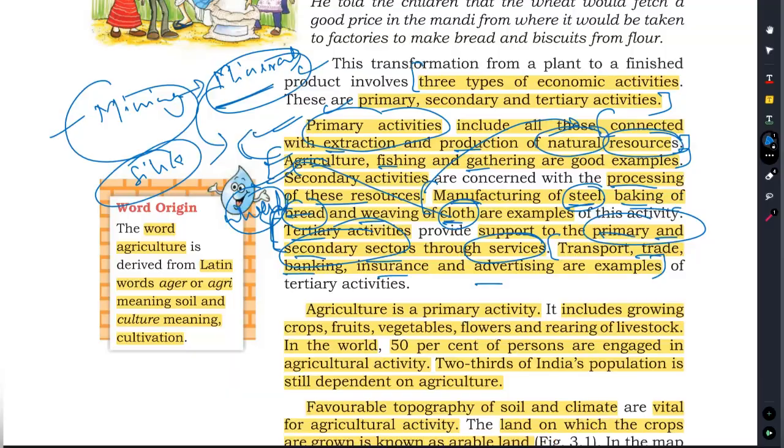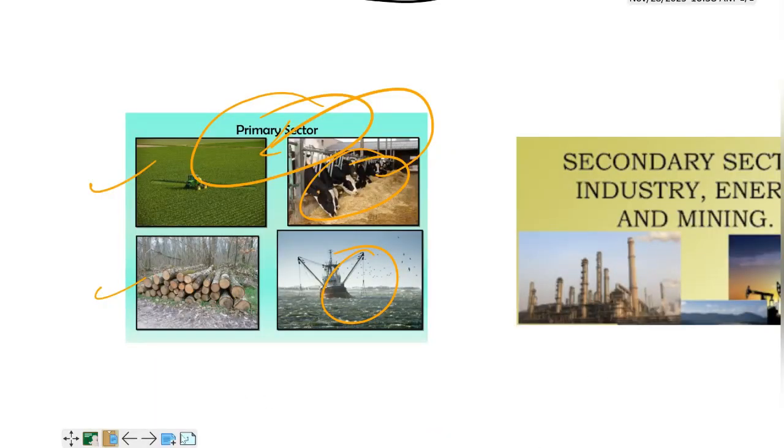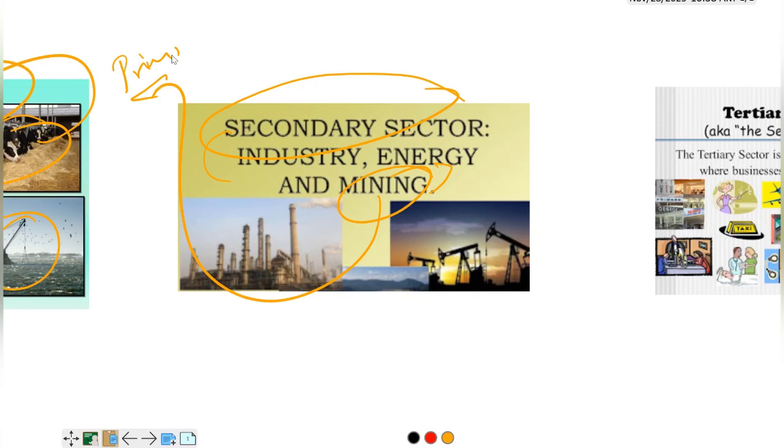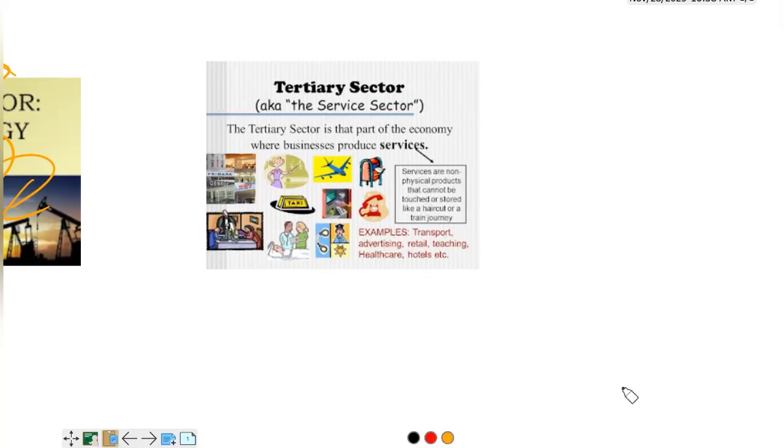See, let us see this in the picture. Here you can see the secondary sector, industry, energy. The mining activities are in the primary sector, whereas processing of these minerals is grouped in the secondary sector. Tertiary services. What are the tertiary sector services? See, hospital, taxi, communication, all these are included in the tertiary sector. These tertiary economic activities usually support primary and secondary sectors.